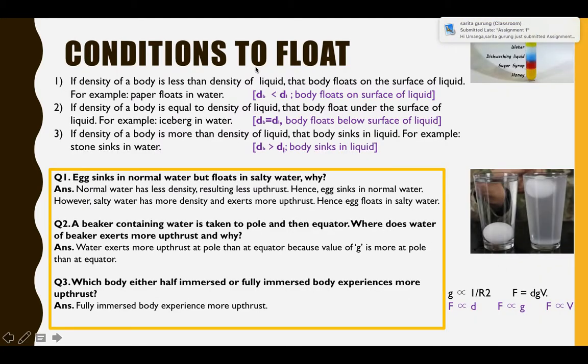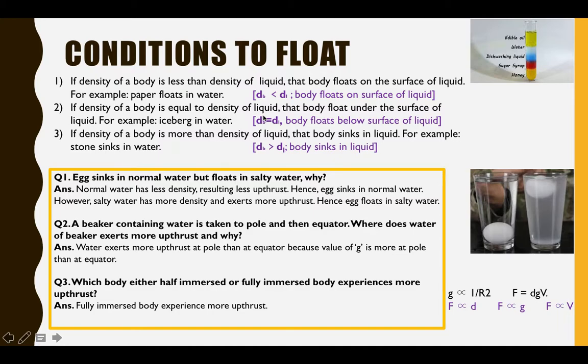The condition to float. To float in any liquid, the body must have less density than the liquid. So if the density of the body is lesser than the density of the liquid, then that body always floats on the surface of the liquid. Example, paper floating in water. You can see paper has less density than water. That's why the paper can float on water.